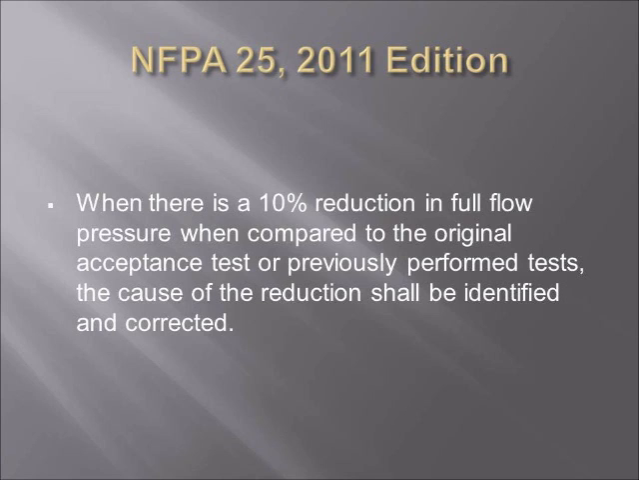So what constitutes a poor main drain test? Well, under the 2002 edition of NFPA 25, there is no clear guidance provided on what constitutes a poor test. In the 2011 edition of NFPA 25, which is currently under consideration for adoption by the state of Indiana, it clearly states when there is a 10% reduction in full flow pressure when compared to the original acceptance test or previously performed test, the cause of the reduction shall be identified and corrected.